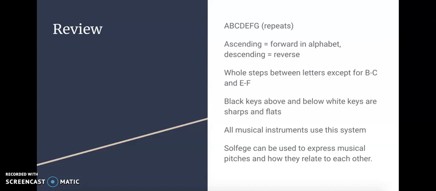Solfege can be used to express musical pitches and how they relate to each other, and you can talk about solfege even if you're not specifically talking about vocal music. I hope that this helped. I hope that this made things clear for you, and please feel free to review this as much as you need to in order to better understand how pitch relates to music.